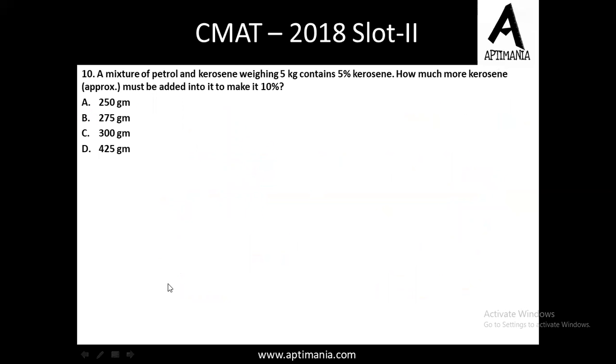Question number 10 is on the screen. It's a question from alligations and mixtures. We'll just take it out. A mixture of petrol and kerosene weighing 5 kilograms contains 5% kerosene, right? So there is a mixture of petrol and kerosene, and here's the mixture. We'll just draw a table and try to take it out.